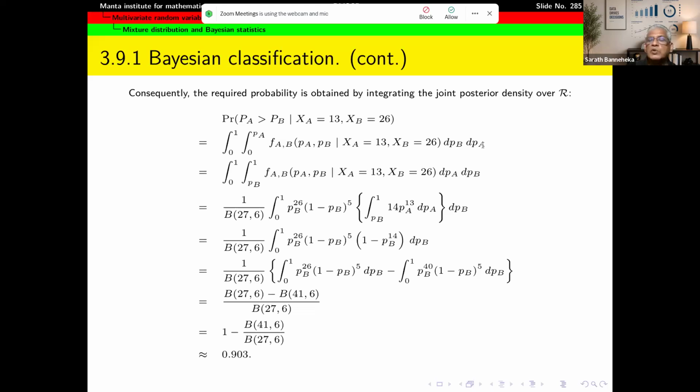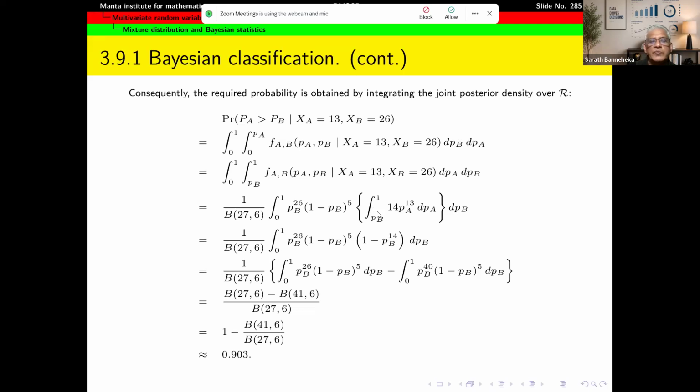And then when you integrate with respect to PA, it has to change from 0 to 1. Right? So here, you can write down the same thing. If you change this to integrations, you can write it like that, right?